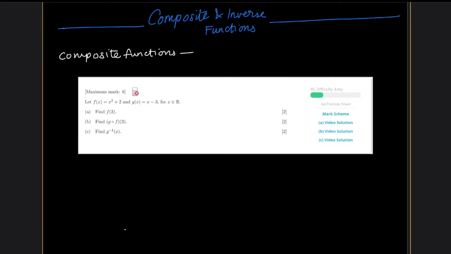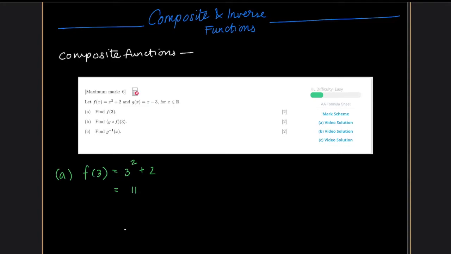So part A, we're already given the two functions. We know that f of x is x squared plus 2, and that g of x is x minus 3. So to find f of 3, we just plug in 3 wherever x is, and that would become 3 squared plus 2, which is 11.